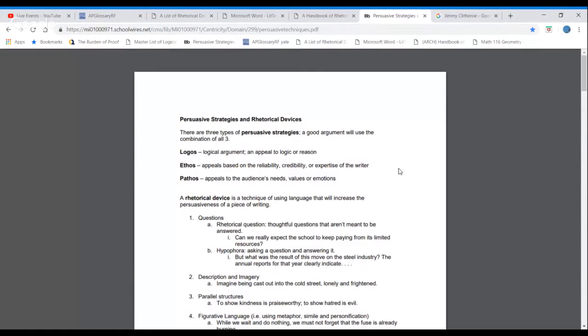Right, while I'm here, I'll have a look at this. Persuasive strategies and rhetorical devices. There are 3 types of persuasive strategies. A good argument will use the combination of all 3. Logos: logical argument, an appeal to logic or reason. Ethos: appeals based on the reliability, credibility, or expertise of the writer or speaker. Pathos: appeal to the audience's needs, values, or emotions. A rhetorical device is a technique of using language that will increase the persuasiveness of a piece of writing or the persuasiveness of the speaker.